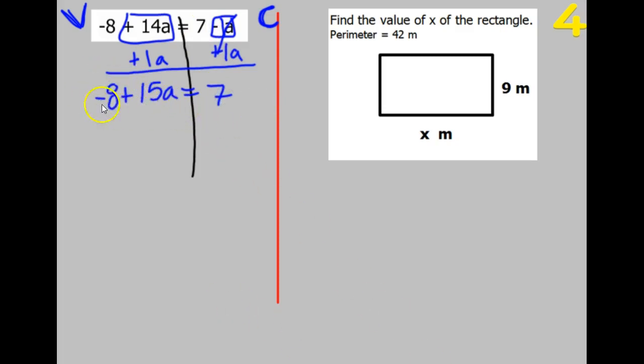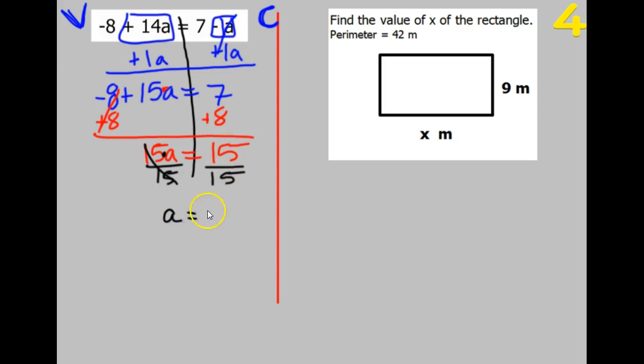Then get rid of our addition or subtraction. That's just this 8 over here. This one's multiplied, so we can't do that yet. Add 8. Cancels out. 15a equals, well, 7 plus 8 is also 15. So then the opposite of multiplying by 15 is divide by 15. So those make 1. We have a equals 15 over 15, which is just 1.